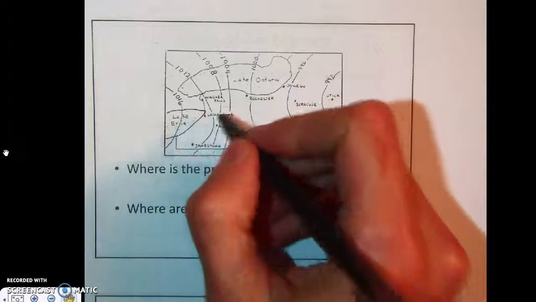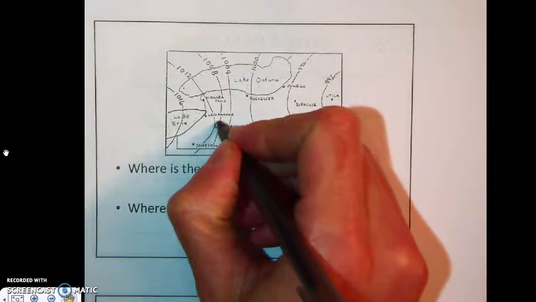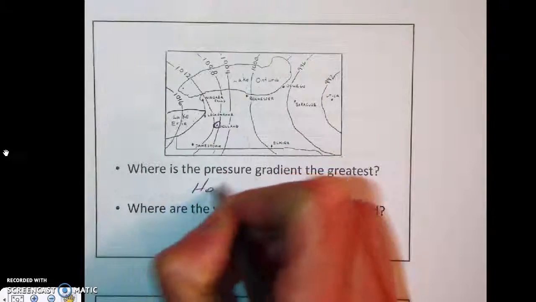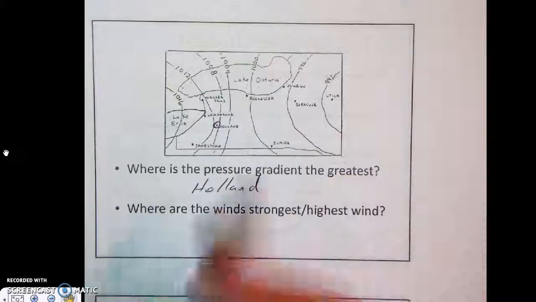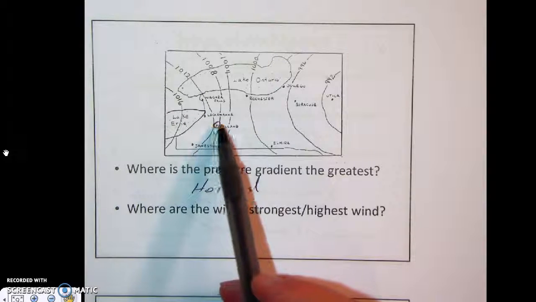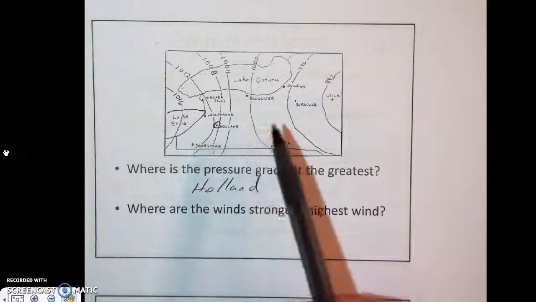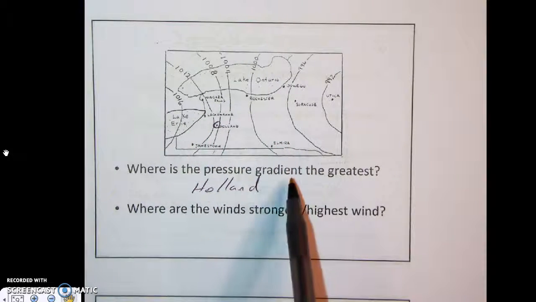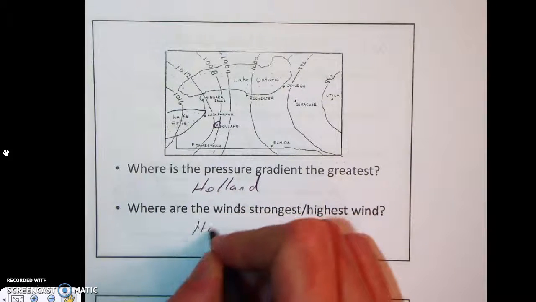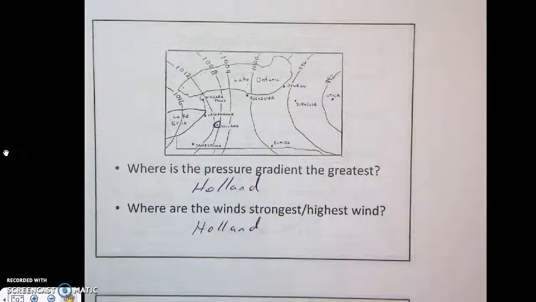Where the lines are closest together near the city Holland, that's where the pressure gradient would be greatest on this weather map. This city is between these two lines. The lines are closest together there. Where the lines are close together, pressure gradient is greatest, which means we have the strongest winds near that location as well. That was something that we talked about a couple of times maybe, when looking at daily weather maps.